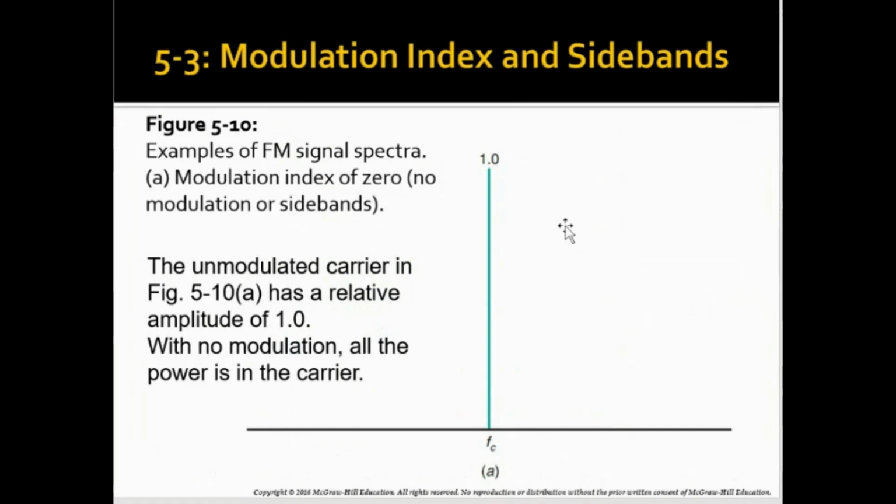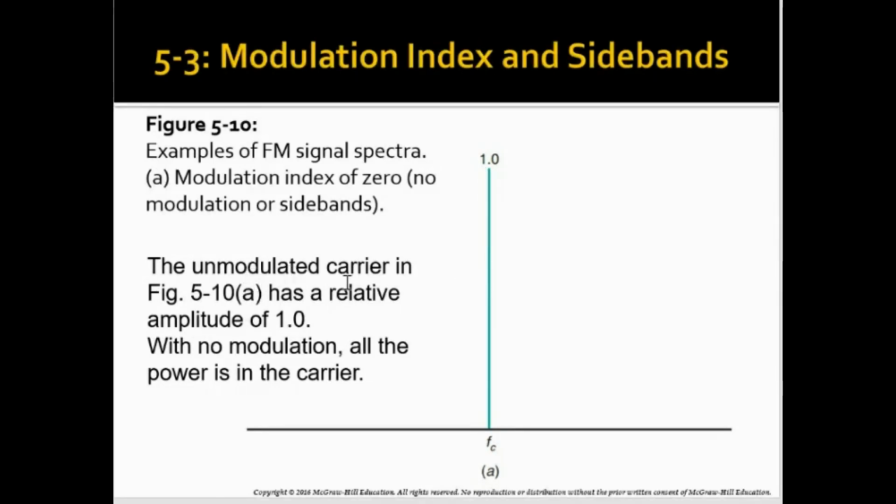Okay, here I am showing you the sidebands and the carriers for a few different modulation indexes. So let's say the first image or graph shows you a modulation index of 0. No modulation or sidebands, it's just the carrier. It means there is no modulating signal. So you can see there are no sidebands because there is no modulating signal. It's just the carrier.